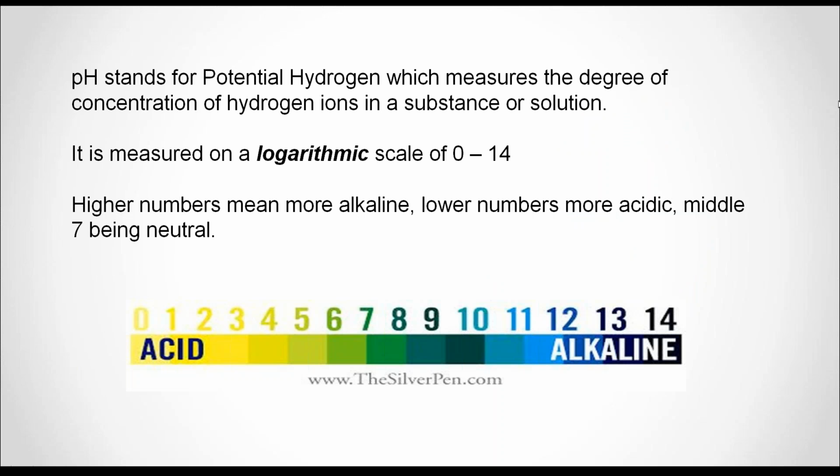And what is pH? Well, pH stands for potential hydrogen, which measures the degree of concentration of hydrogen ions in a substance or solution. It is measured on a logarithmic scale of 0 to 14. Higher numbers mean more alkaline, lower numbers more acidic. The middle, 7, is neutral. Because this is a logarithmic scale, if your pH reading is 6, you are 10 times more acidic than a reading of 7. If your reading is 5, you are 100 times more acidic than a reading of 7 and 10 times more acidic than a reading of 6. And it continues on. So you can see how powerful that can be.